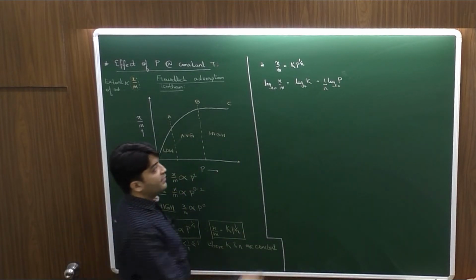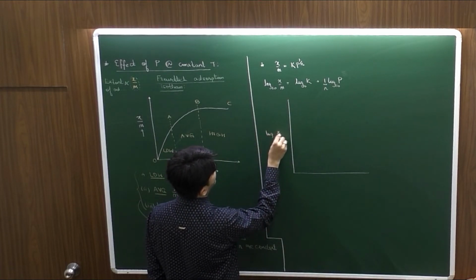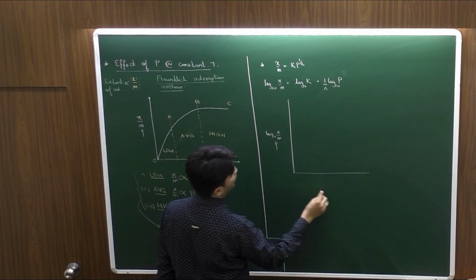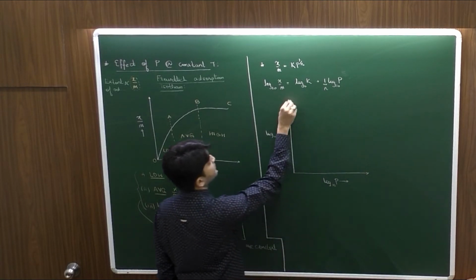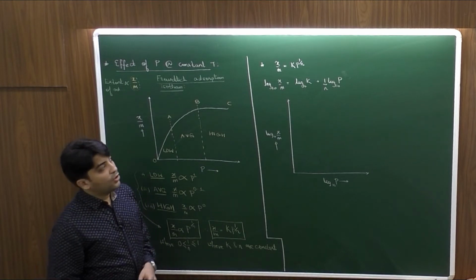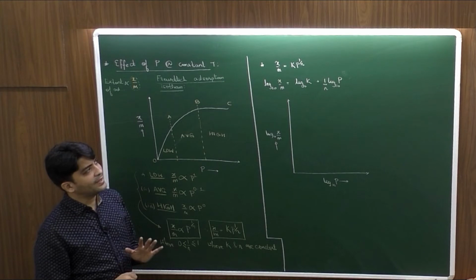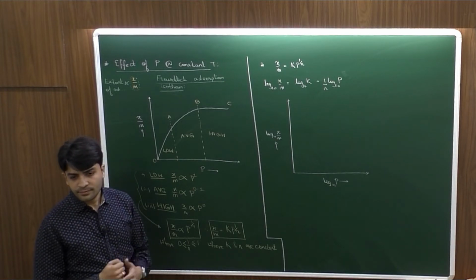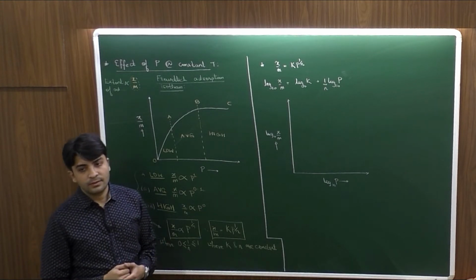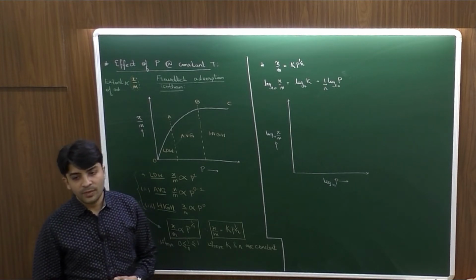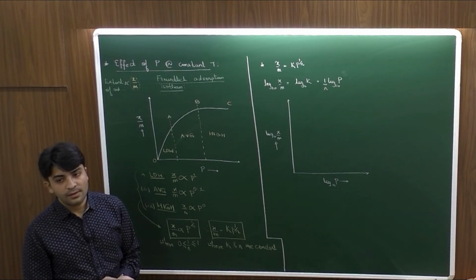Clear? So now if through the above equation I plot a graph of log x by m versus log of pressure, what will the graph be like? I am plotting log x by m versus log p. Application of mathematics, nothing more than that. So first it will be a straight line, then it will come down. Straight line and will come down. No.